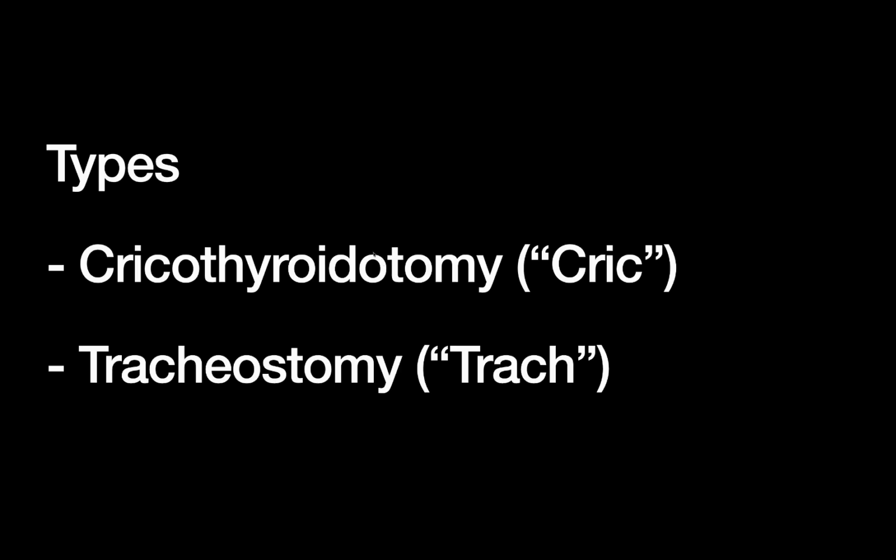So, just in brief, it's all in the name in medicine. The two main types of tubes we'll be talking about are the cricothyroidotomy tube, or a cric, and the tracheostomy tube, also known as a trach.